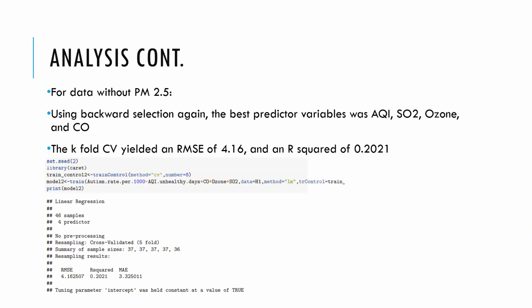I did the same thing for the data without the 2.5 measure. And again, I used backward selection to find the model with the lowest AIC, but this time I had carbon monoxide included. So it did yield me a different model, but it was less accurate.